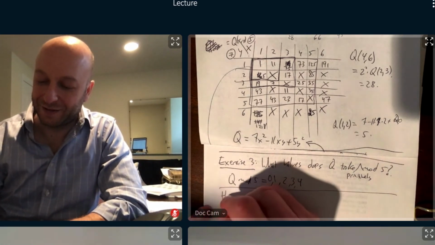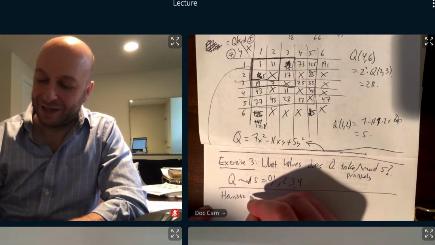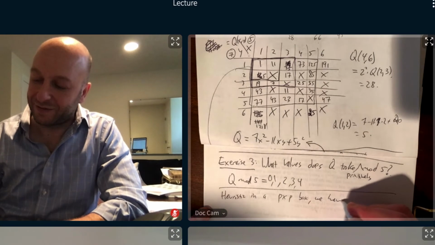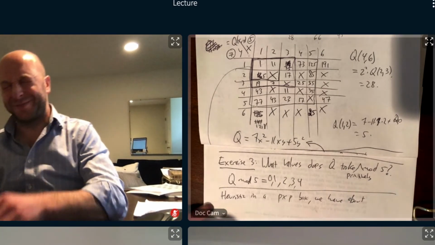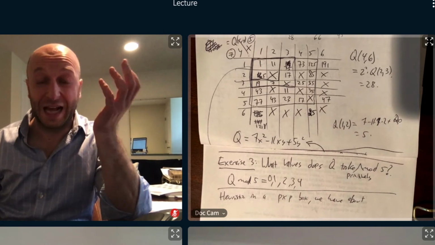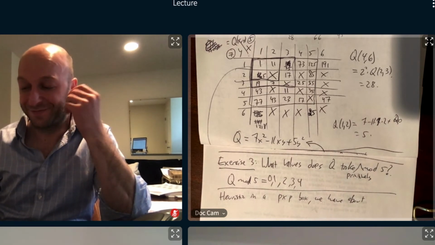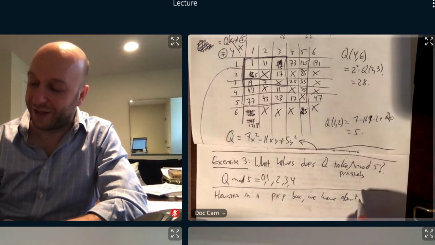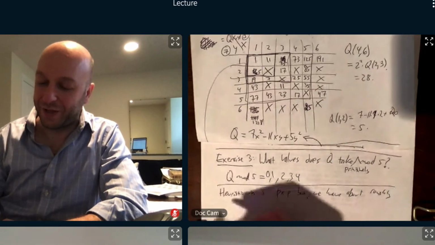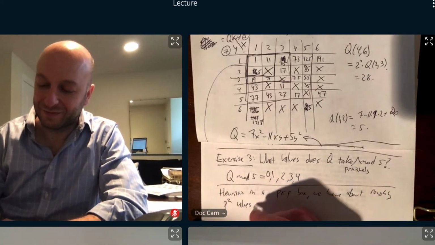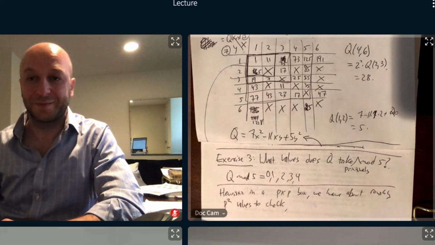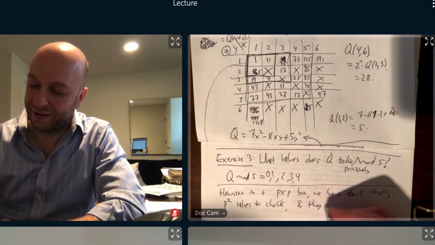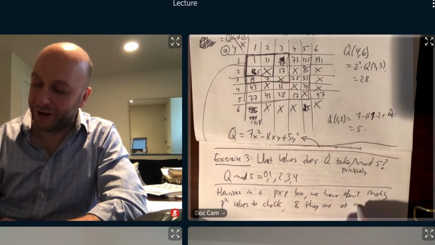Okay, so heuristic: in a P by P box, we don't have exactly P squared values, but because we're not looking at the imprimitive values, we have roughly P squared values to investigate, to check. And they are all numbers mod P.